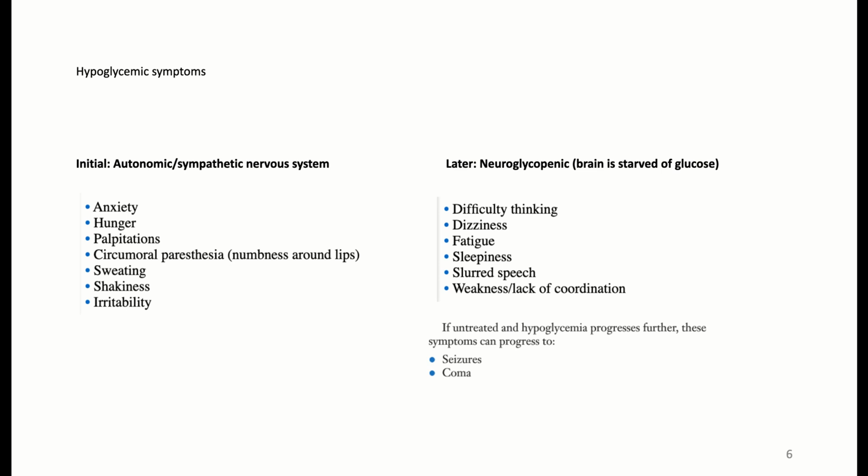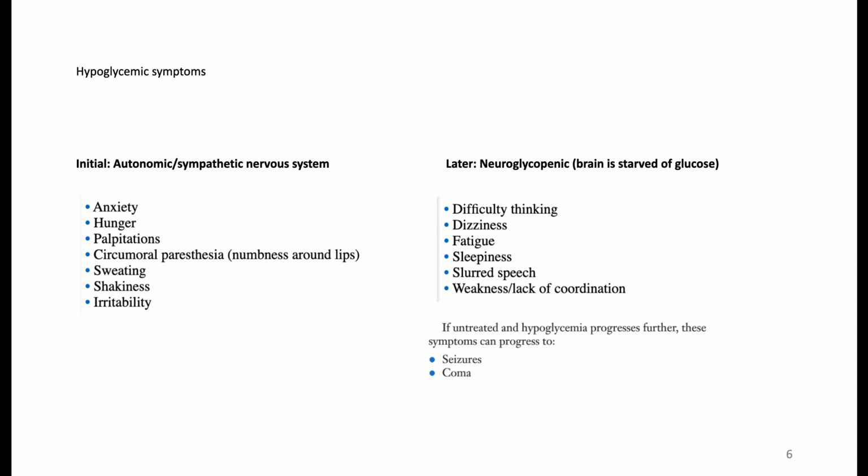So it is important for you to recognize the signs and symptoms of hypoglycemia. The initial signs of hypoglycemia will be a heightened sympathetic nervous system response. Therefore, you will see anxiety, hunger, palpitations, numbness around the lips, sweating, shakiness, and irritability.